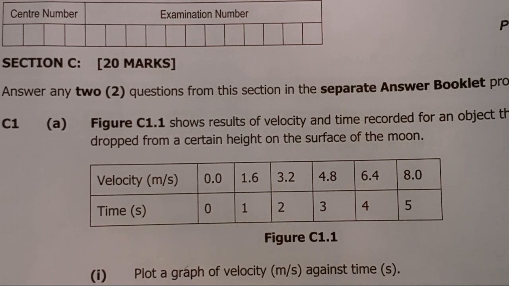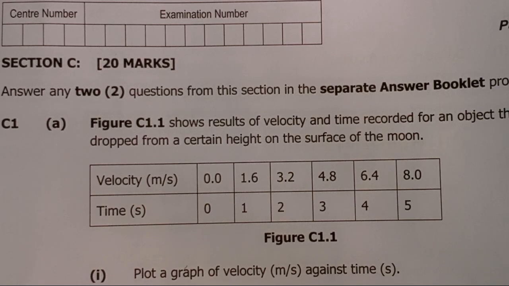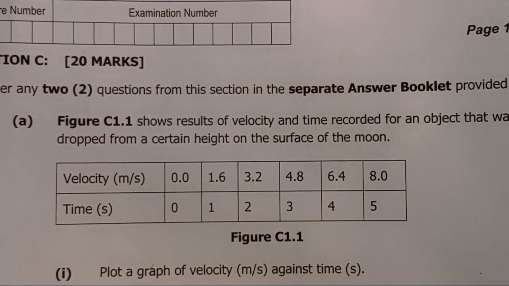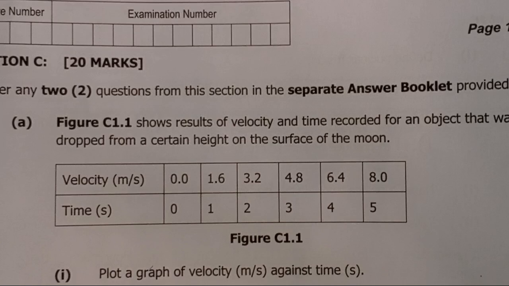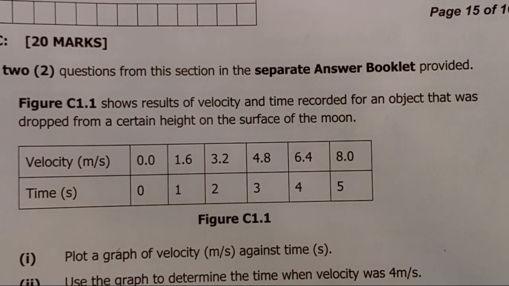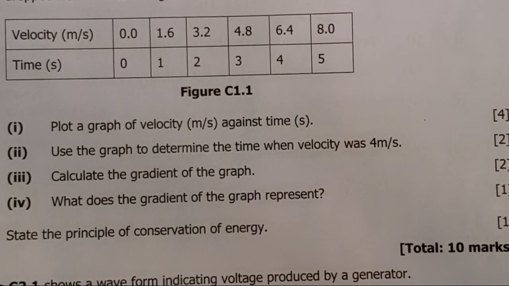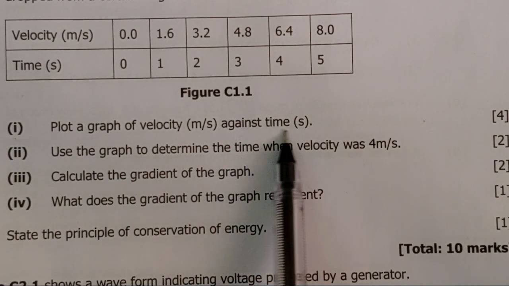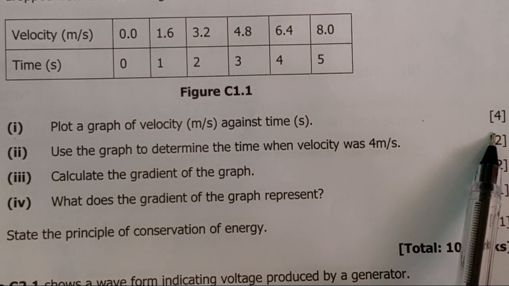C1, Part A, Figure C1.1 shows results of velocity and time recorded for an object that was dropped from a certain height on the surface of the moon. This is the table of values. Part 1, plot a graph of velocity against time, 4 marks.